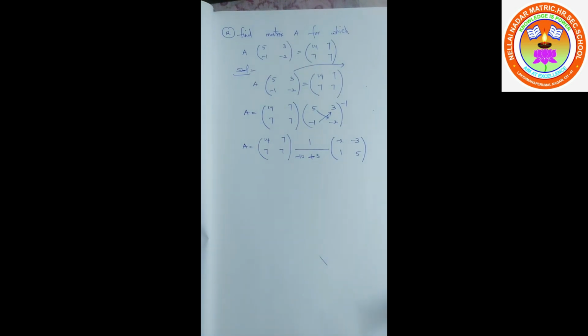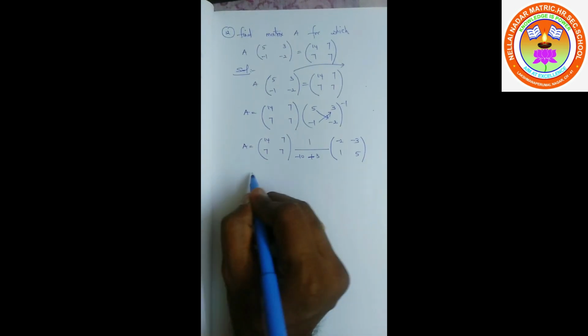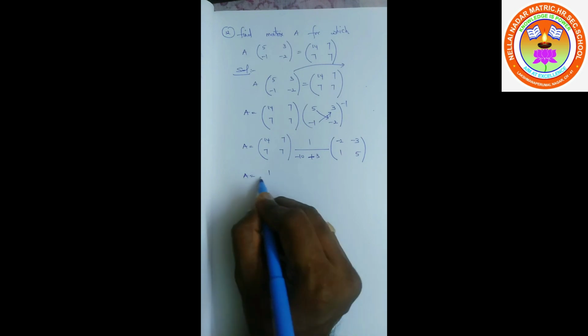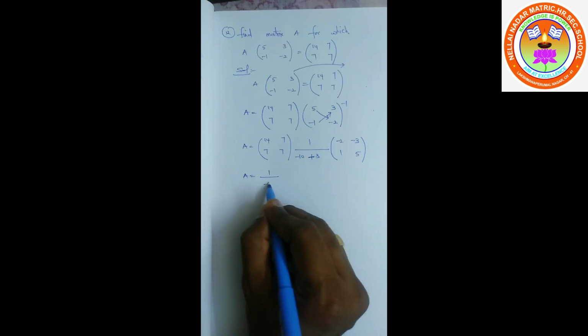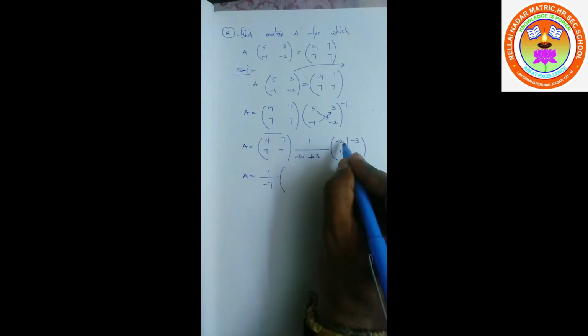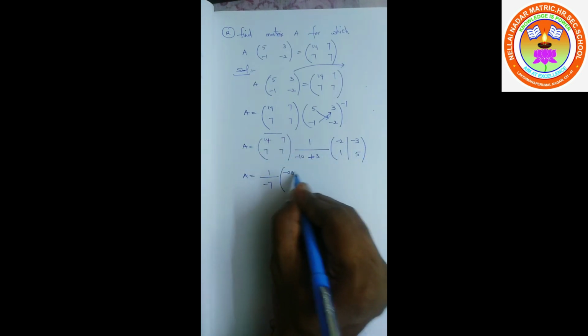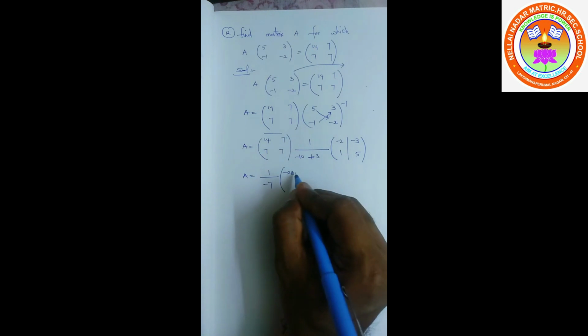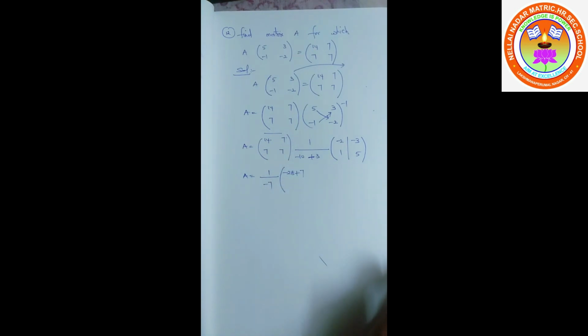I teach you a very simple process. Many schools will take it as A, B and C. So the determinant is minus 10 plus 3, which equals minus 7. Now the multiplication of these two matrices. 14 into minus 2 is minus 28. 7 into 1 is 7.